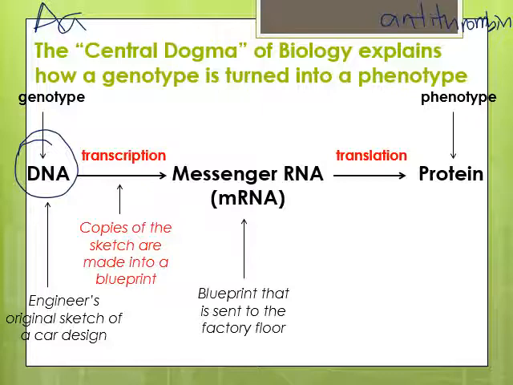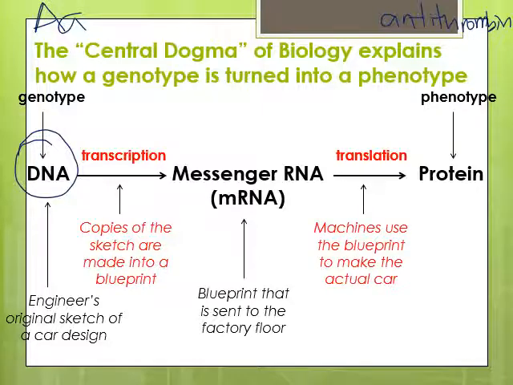Then we are going into our next step. So once we have the copies of the sketch that are made into a blueprint, then we go into the next step, which is now we actually have to send that blueprint to the guys that are going to make it, right? So we're sending it out to the factory floor. This is what our messenger RNA or mRNA does, is they're sending this out to the floor so that they can actually start making the stuff that we're talking about.